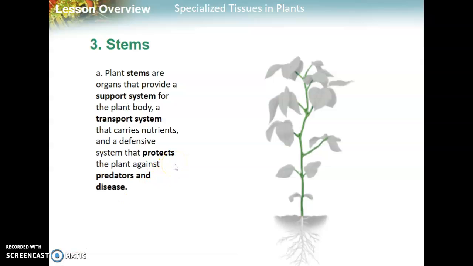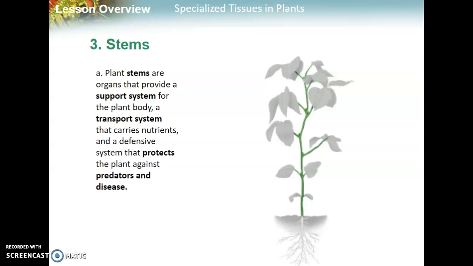Stems. Plant stems provide a support system for the plant body, a transport system that carries nutrients, and a defensive system that protects the plant against predators and disease. Stems also produce leaves and reproductive organs such as flowers. Whatever the size of the stem, its support system must be strong enough to hold up leaves and branches.